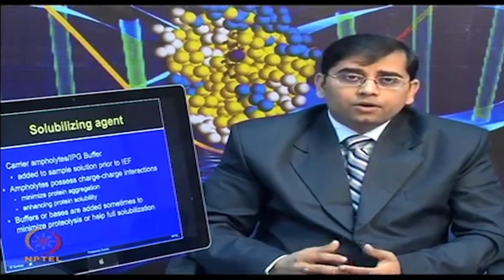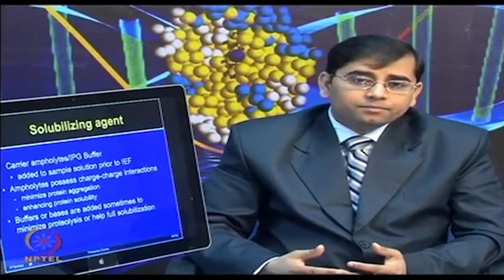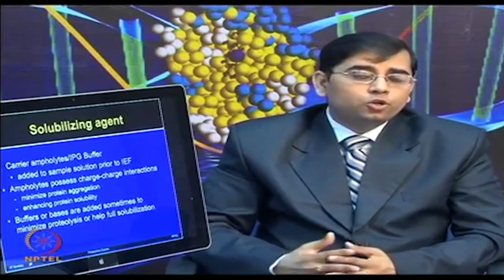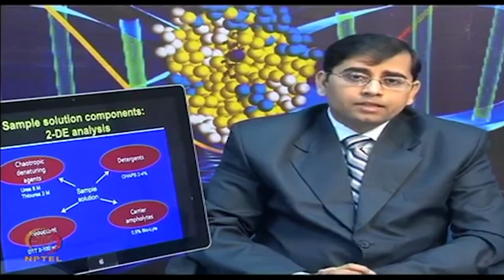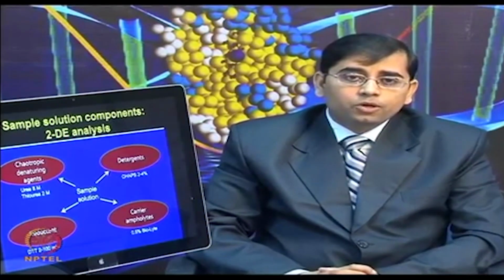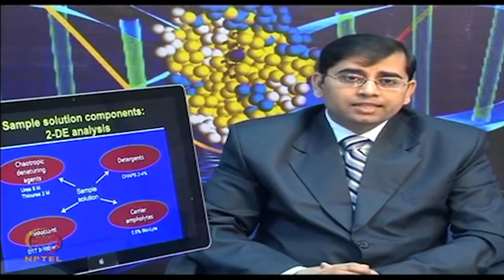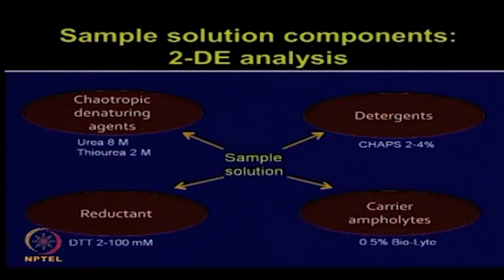Different buffers or bases are added which sometimes minimize proteolysis and also help in the complete solubilization of proteins. So, if your aim is to perform a two-dimensional electrophoresis experiment, the sample solution involves chaotropic denaturing agents such as urea 8 molar, thiourea 2 molar.